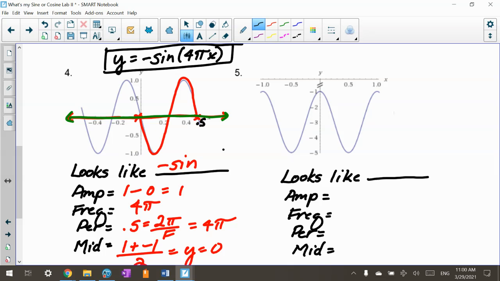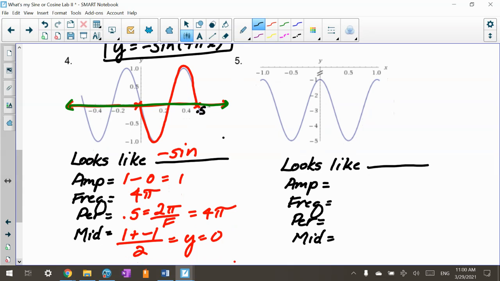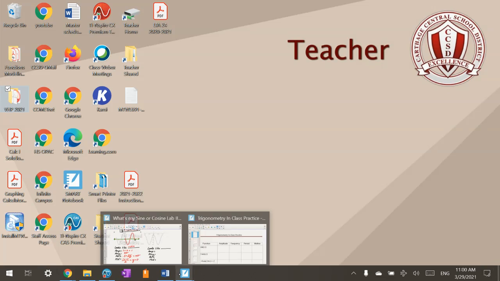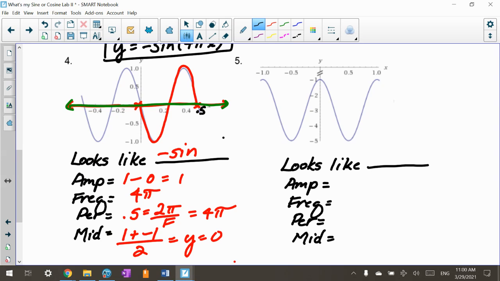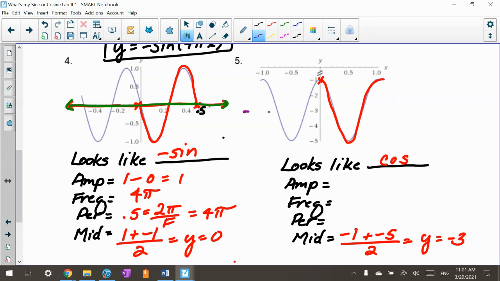Okay. Oh, the last one on this page, number 5. You see there's a break in the graph. So what we're going to do here is start from here, come down, come up. So that looks like a cosine curve. My midline is high, which is negative 1, plus my low of negative 5 over 2. Negative 6 over 2 is y equals negative 3. So I'm going to come up here and put y equals negative 3. And I always make sure, does that look like in the middle? Yes, it does.